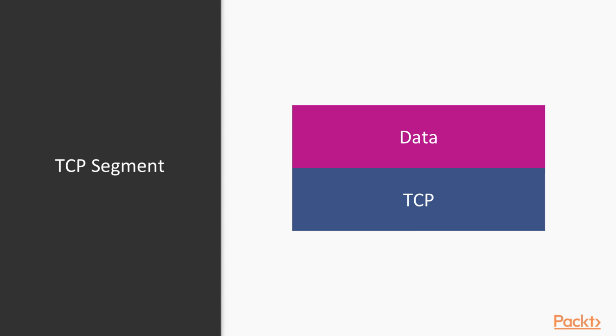So TCP continuously receives data from the application layer. It divides this data into chunks where each chunk is a collection of bytes. It then creates TCP segments by adding a TCP header to the data chunk. So a TCP segment is just data with a TCP header. And then TCP segments are encapsulated in the IP datagram.